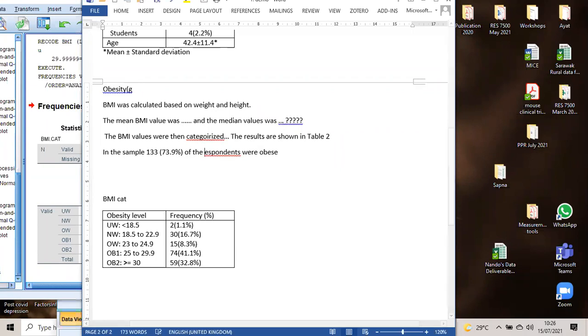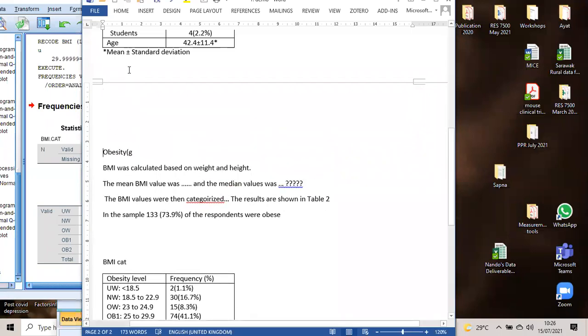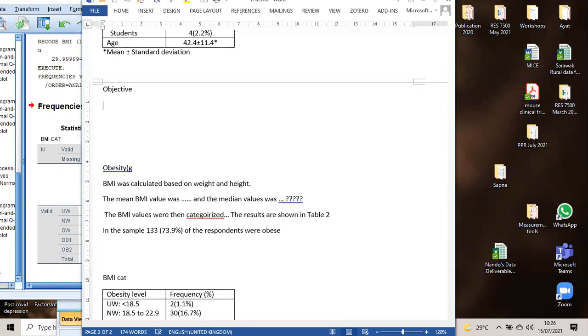What's your objective? This group, what's your objective? Our main objective is to see if there's an association of mental health and obesity. Anything else? And then we will calculate the prevalence of obesity in the B40 community. Number 1, prevalence of obesity first, prevalence of obesity in this group.